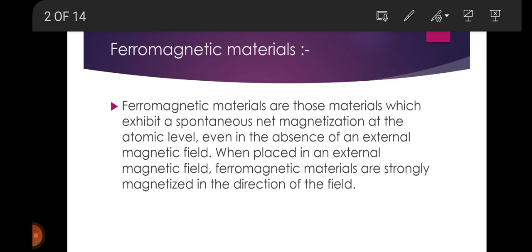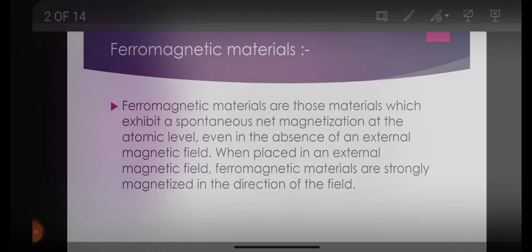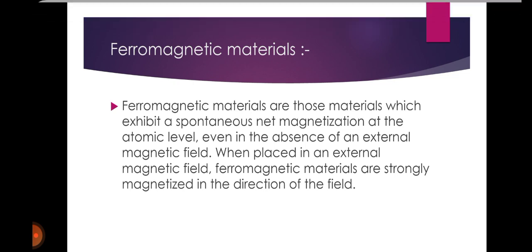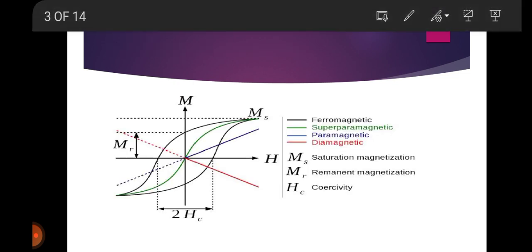Ferromagnetic materials are those materials which exhibit a spontaneous net magnetization at the atomic level even in the absence of an external magnetic field. When placed in an external magnetic field, ferromagnetic materials are strongly magnetized in the direction of the field. This is the diagram of ferromagnetic materials.